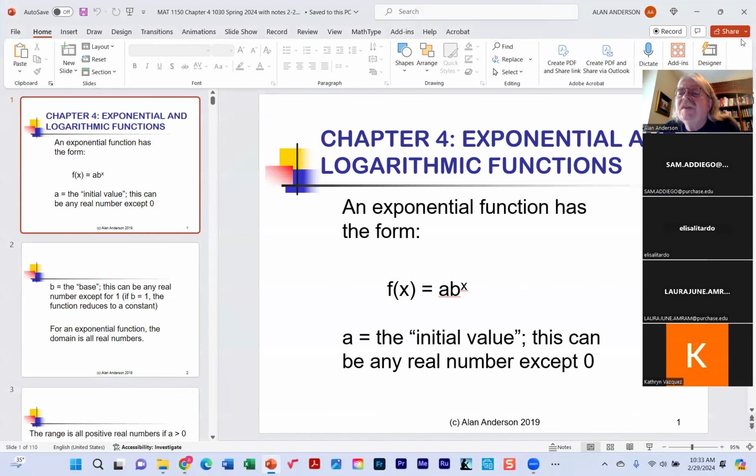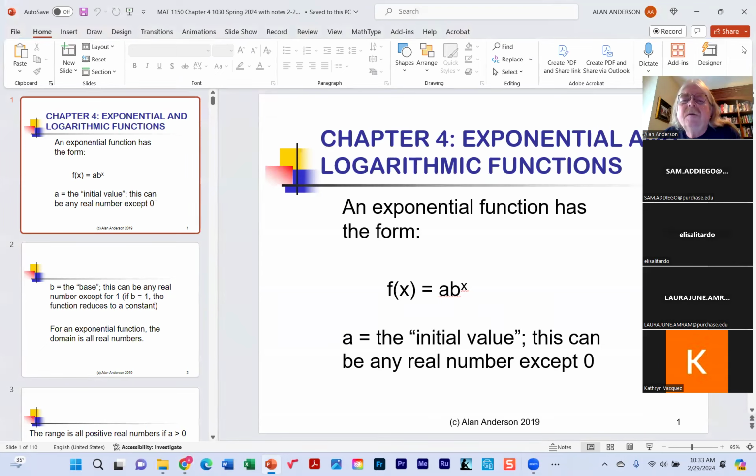Now, it turns out that what we're doing here is awfully important for applied work. You'll see a lot of this in the physical sciences and in finance, and a lot of other disciplines lean very heavily on what we will call exponential and logarithmic functions. So we'll start with the exponential functions.